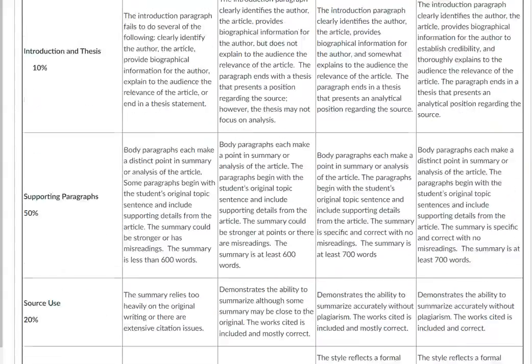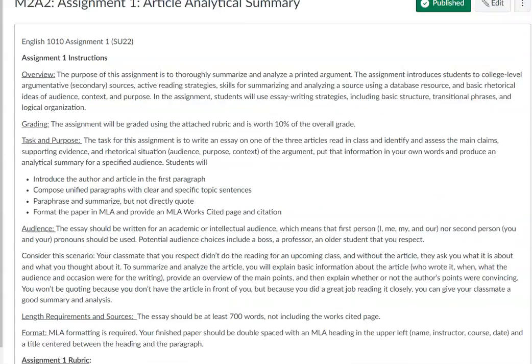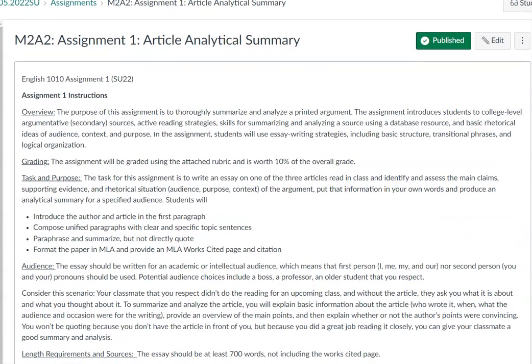You just want to make sure that you are summarizing and analyzing, not writing about the topic. Pay attention to the instructions, and if you have any questions, let me know.